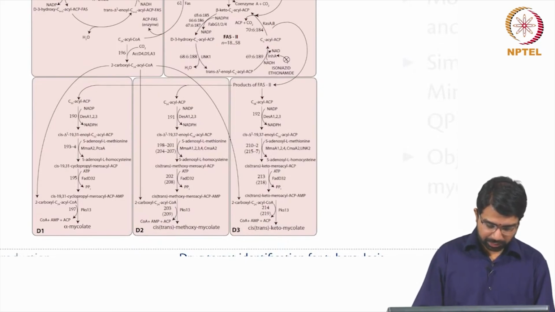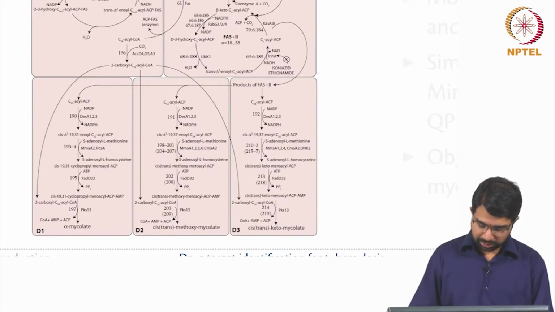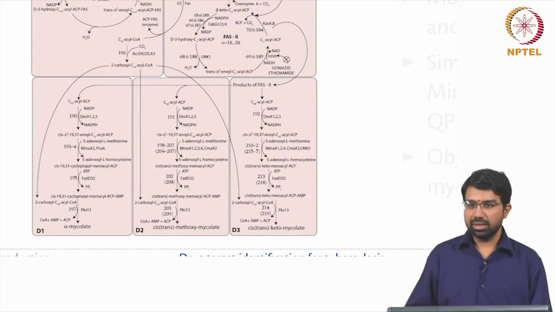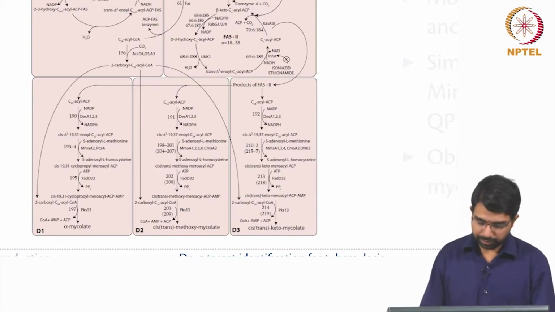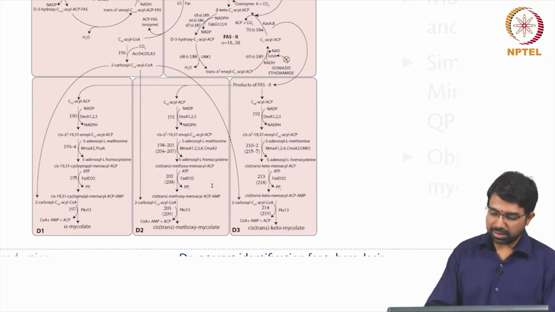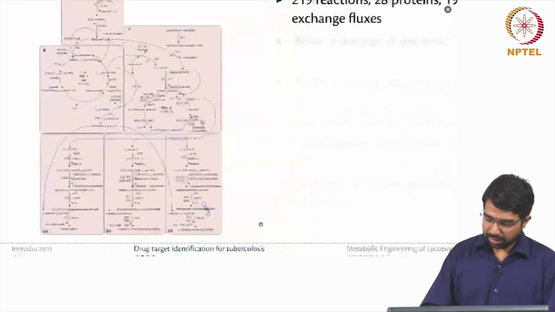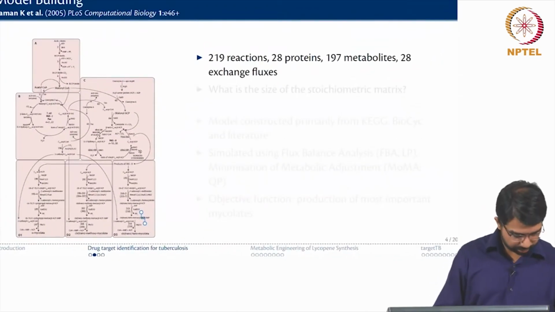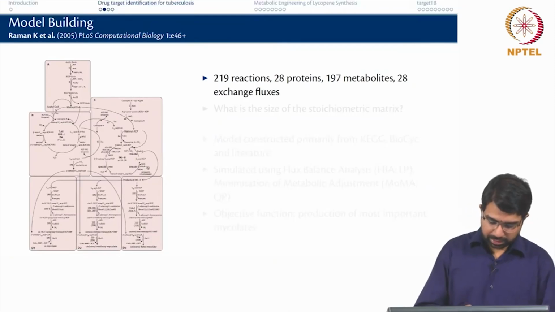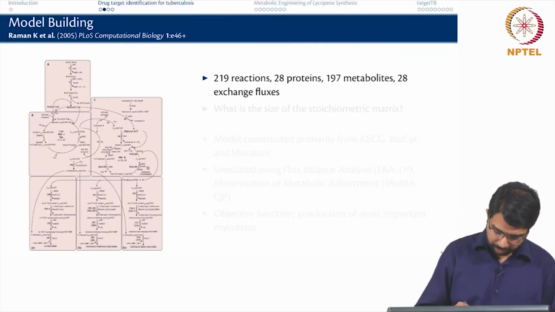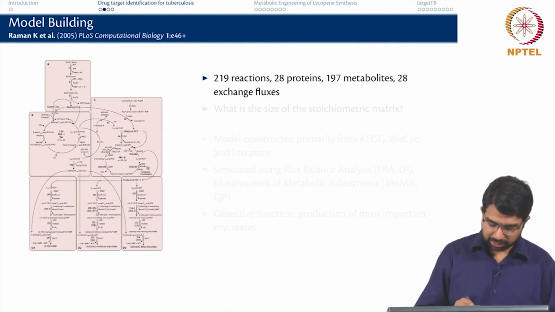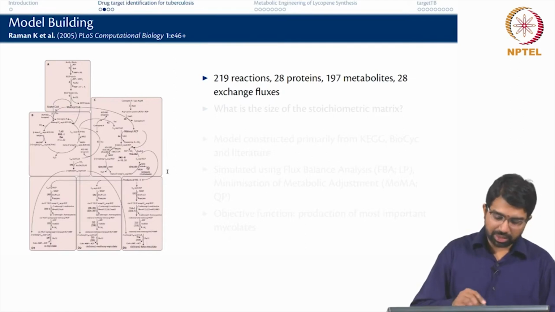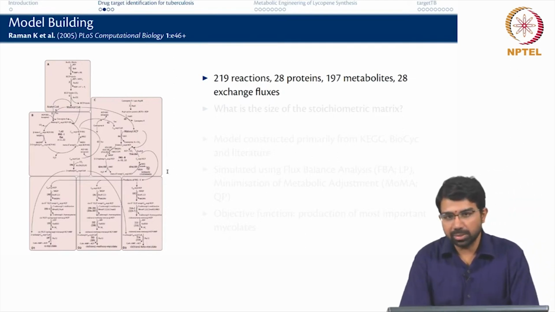So, you have something known as alpha mycolate, cis methoxymycolate, cis keto mycolate, trans methoxymycolate and trans keto mycolate. So, there are 5 different mycolic acids present in Mycobacterium tuberculosis. And if you see, there is a reaction here which involves the protein INHA, which is the target for known drugs such as isoniazid and ethionamide. So, this pathway is already the target for known TB drugs.